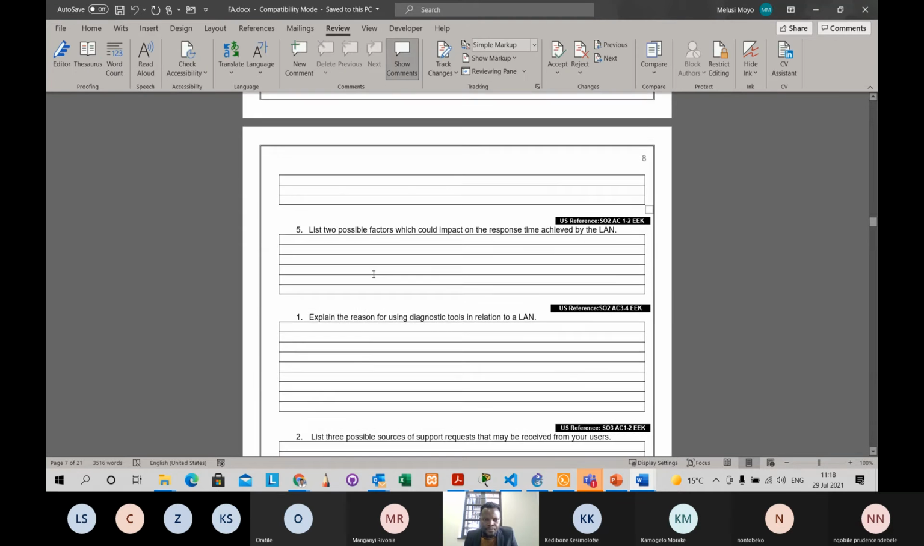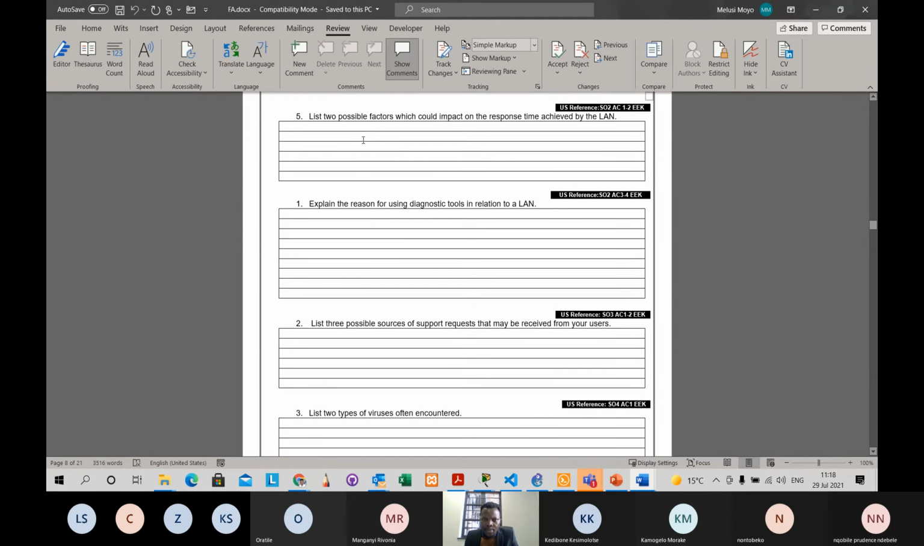Okay, number 5, list 2 possible factors which could impact on the response time achieved by the LAN. Which 2 possible impacts? List 2 possible factors which could impact on the response time achieved by the LAN. So we talk about the speed of the LAN. What is it that can affect the speed of the LAN? What do you think can affect the speed of the LAN?